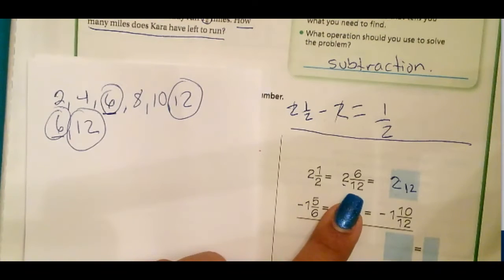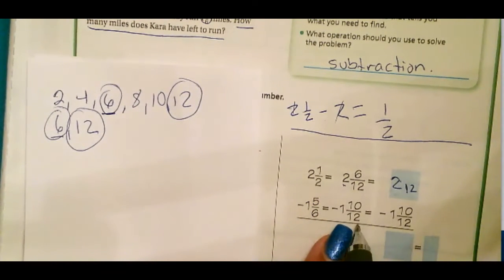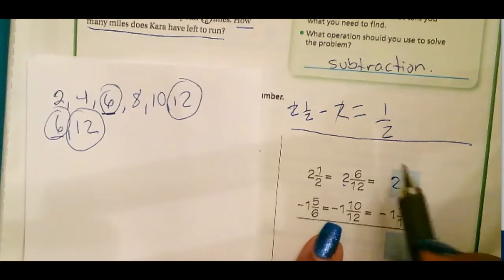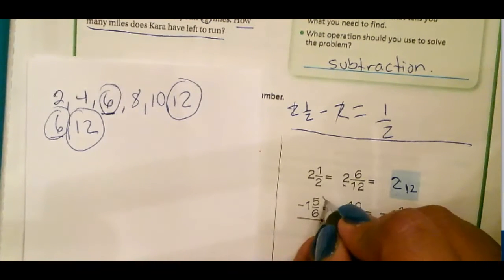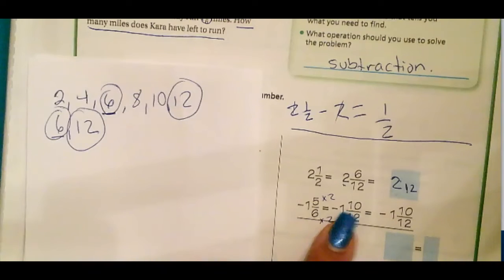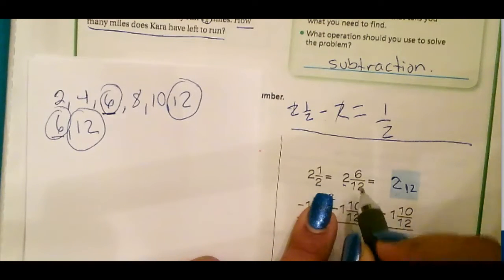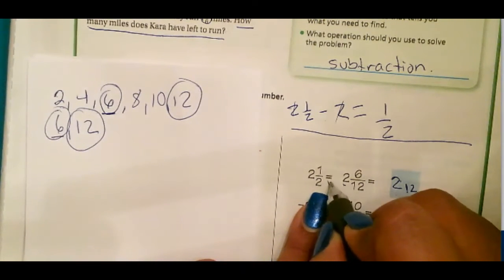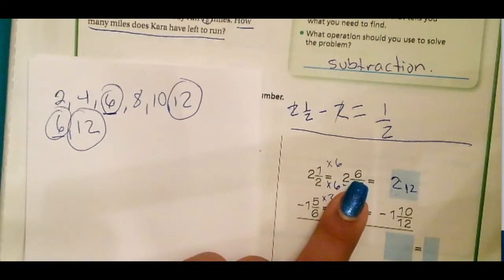Okay, so when we put 12 here, and we put 12 here, that's our common denominator. And then we say, 6 times what number equals 12? Well, it's 2. So we do that to the top, we do that to the bottom, and that's how they got 10, because they multiplied 5 times 2. We do the same thing on the bottom. What number times 2 will equal 12? In this case, it's 6. I do it to the top, and that's how they got 6, because 1 times 6 equals 6.